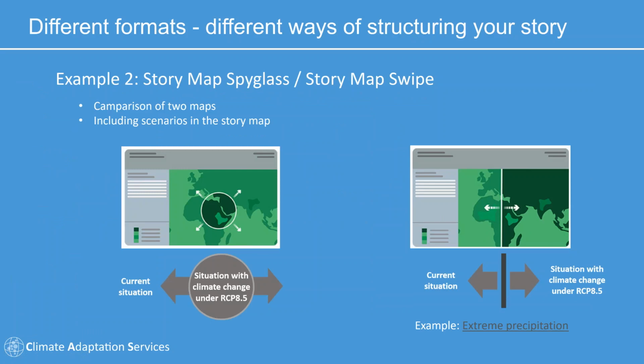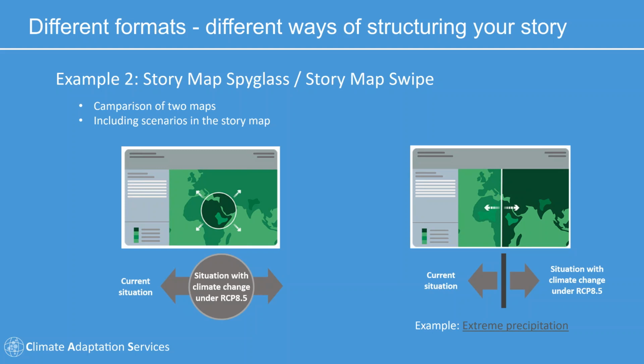This is very good if you want to combine 2 maps. It's called a story map Spyglass, or a swipe. What it allows you is to combine 2 maps, make an overlap. And for us, this gives us a possibility to include scenarios, because what we can do is to show on the main map, for example, the current situation.